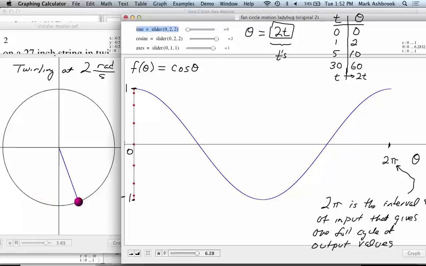So it has a name, which some of you might know. What is this called? This interval of input such that we get a full cycle of output values. Oscillation? Period. That's the definition of the period. The interval of input that gives 1 full cycle of output values.